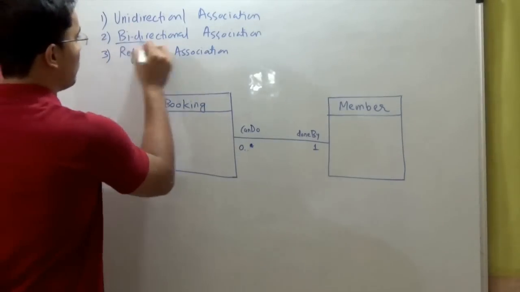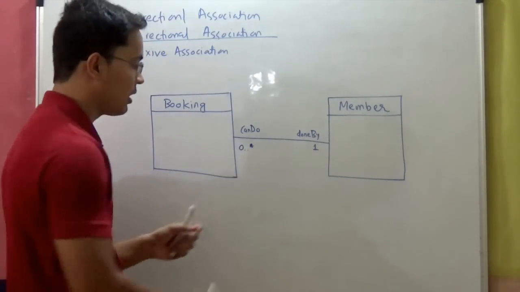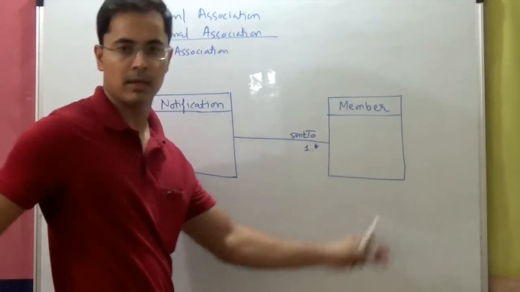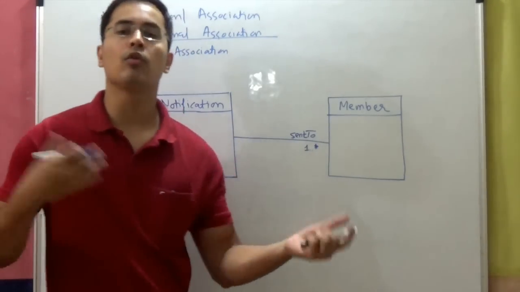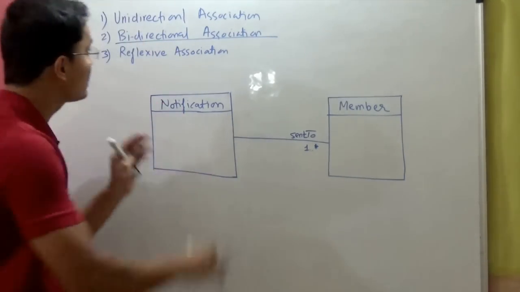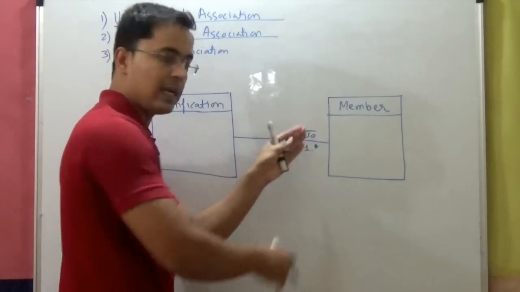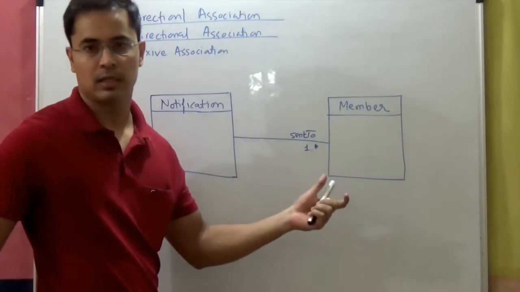So this is called a bi-directional association because both the entities are involved in the association. A notification is sent to one or more members, but members cannot send notifications or they do not create notifications in the system. So this is a unidirectional association. A notification is sent to one or more members. Right? So that is the example of a unidirectional association.